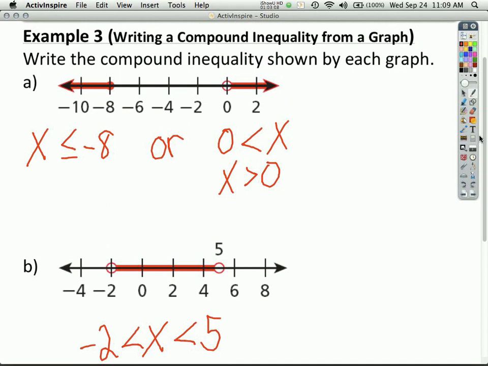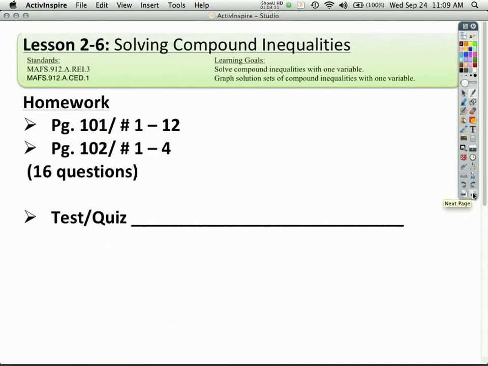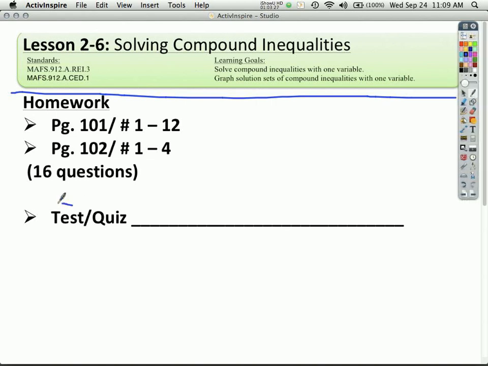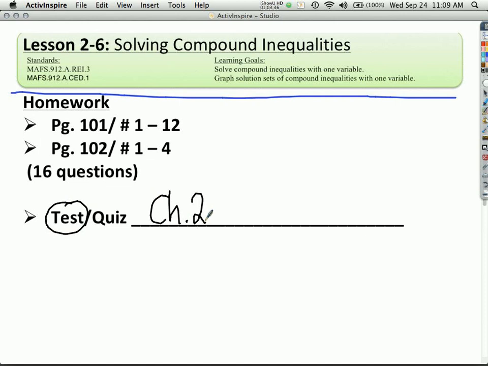Good. You guys did a great job with compound inequalities. So you're going to reinforce it with your homework. Draw a line across your paper. We're done with today's lesson, and now we go to the homework. On page 101, you're going to do numbers 1 through 12, and on page 102, you're going to do numbers 1 through 4. And you're going to have your chapter 2 test next week. 2-6, 2-7 will be on Friday review, so it will be next, I think next Wednesday.